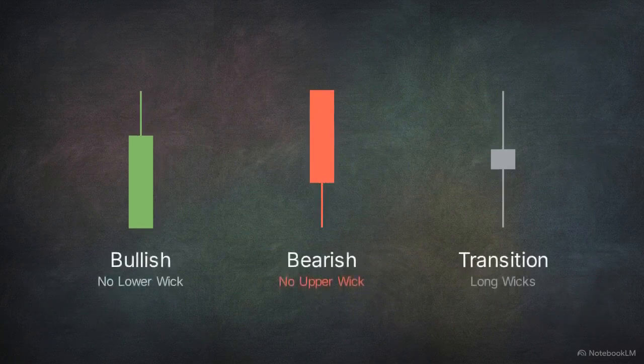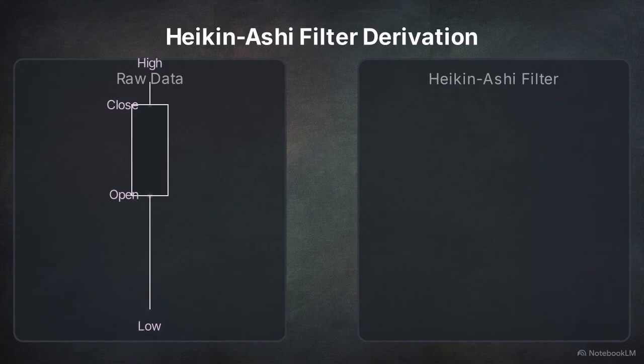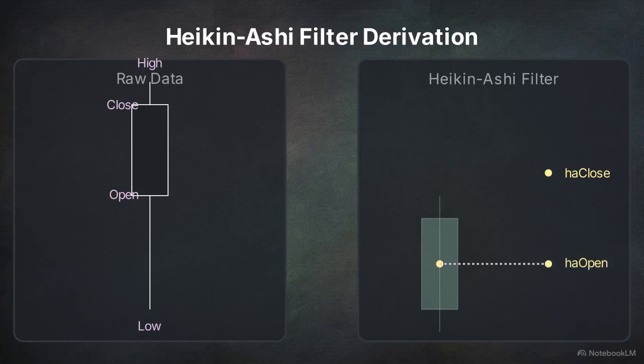To read the output accurately, we must deconstruct the 4 formulas building a single Heikin-Ashi candle. On this split screen, we translate raw data into the filtered bar. First, the HA close is the mathematical average of the current standard bar's open, high, low, and close. Next is the HA open. This anchor is plotted at the exact midpoint of the previous Heikin-Ashi candle's body.